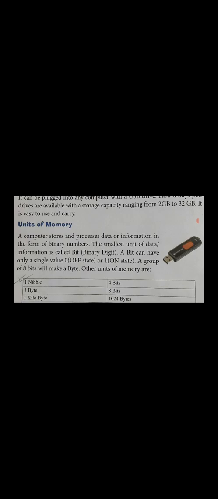Suppose like the switch of a fan. If we switch off the fan, the value is 0, and if we switch it on, the value is 1. So binary digits are 0 and 1, and the computer only understands this. These small digits are called bits. The smallest unit of data information is called a bit.